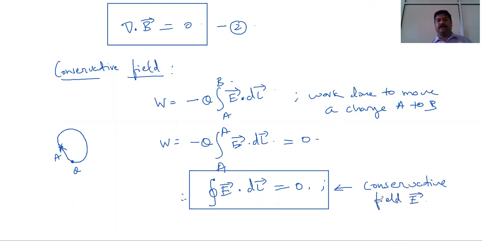So E is conservative basically. You start from the same point and end at the same point, and the integral of E dot dl becomes equal to 0. Now what is the importance of a conservative field? We saw that the integral of E dot dl is equal to 0. This is basically a line integral. Right? It's a line integral.